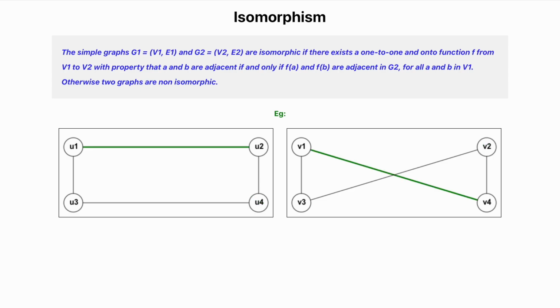u1 and u2 map to v1 and v4. u1 and u3 map to v1 and v3. u2 and u4 map to v4 and v2. u3 and u4 map to v3 and v2.